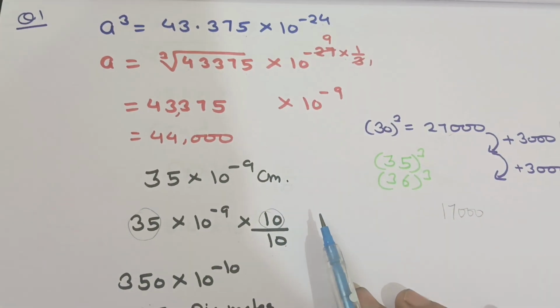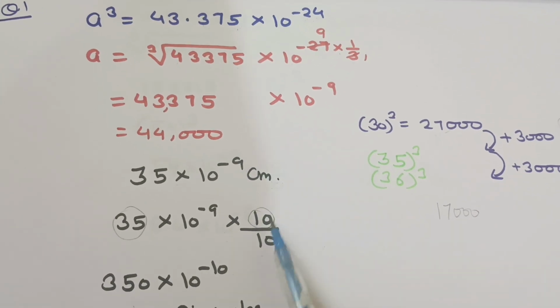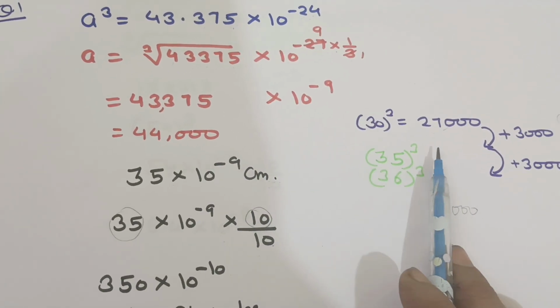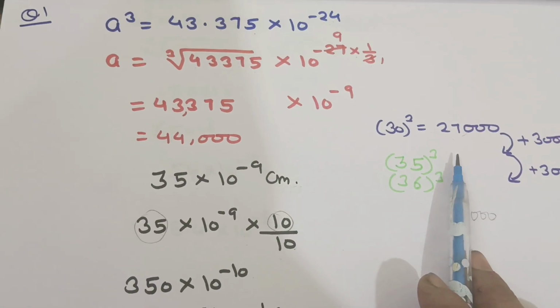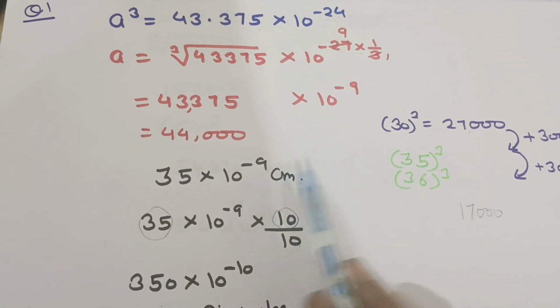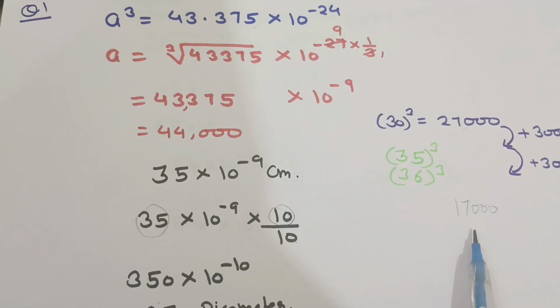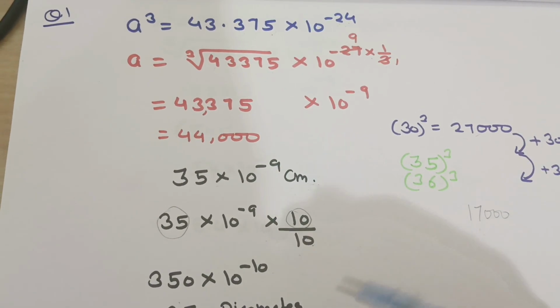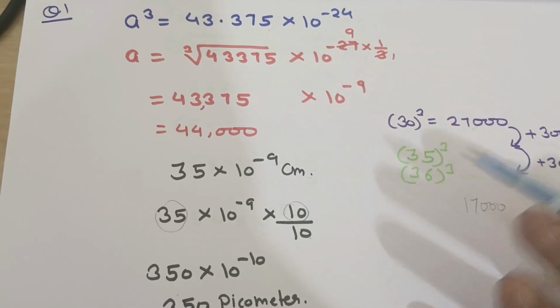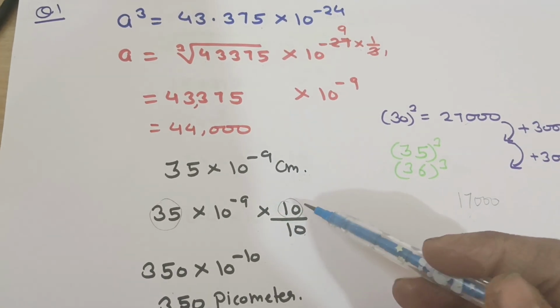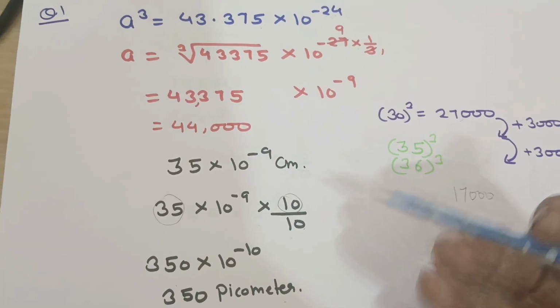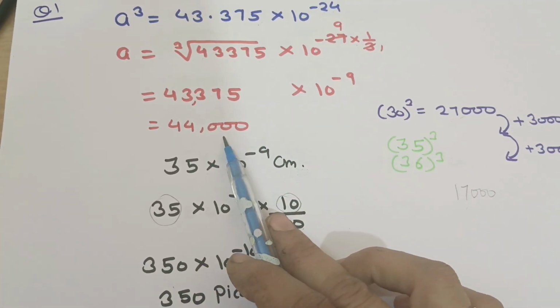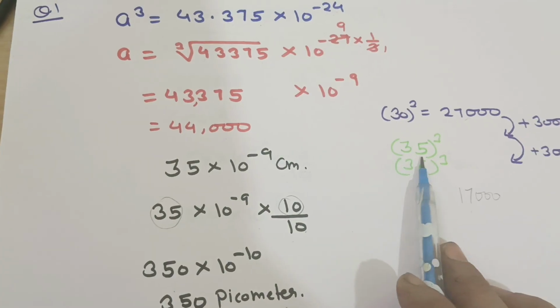For example, what is the difference between 44,000 and 27,000? Here we have a difference of almost 17,000. But what is the difference to the next number? It will be 3,000 in the next number difference. So 3,000, how many times do you need to add to go up to 44,000? Almost 35 cube or 36 cube.